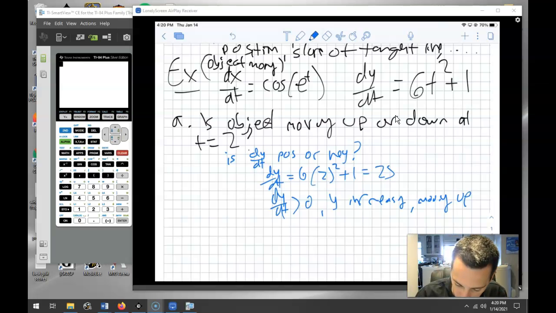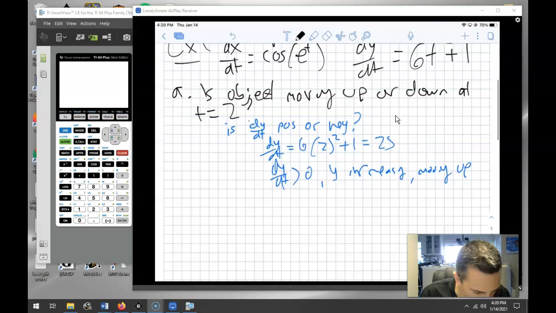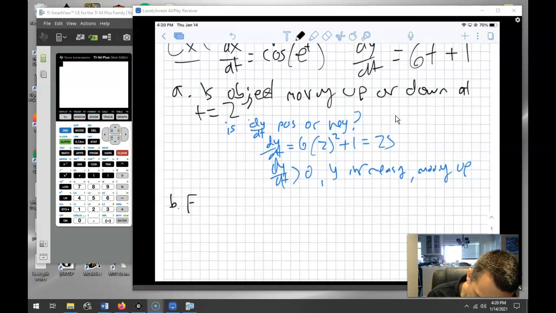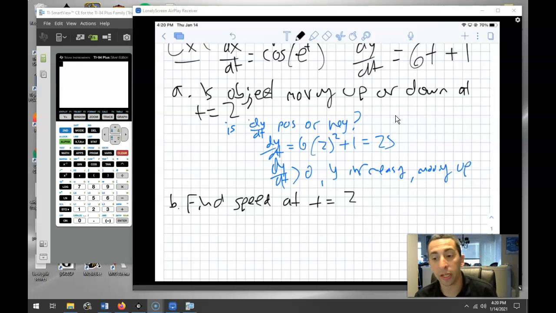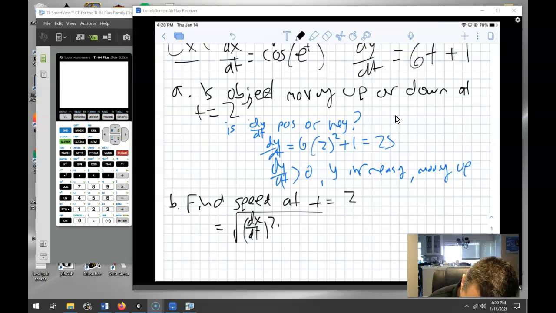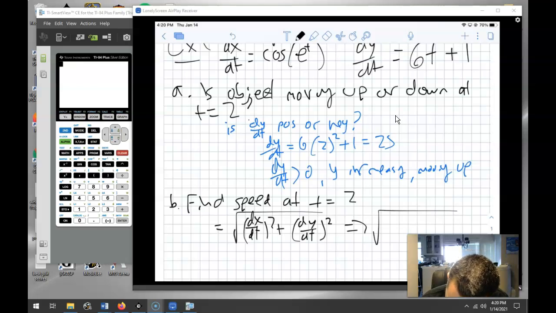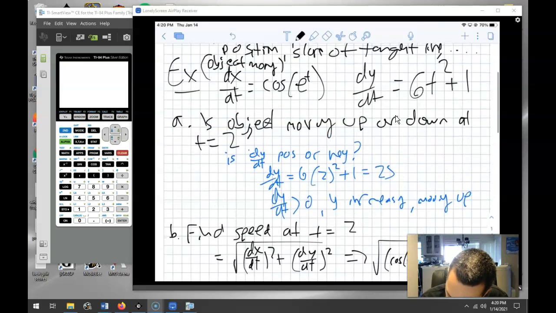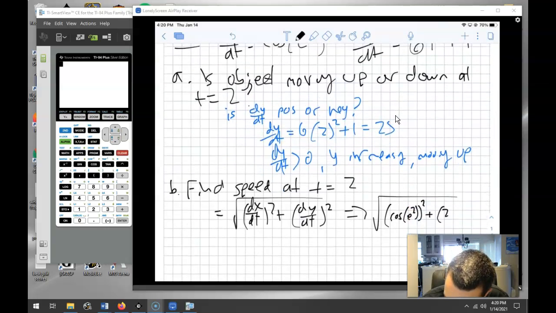Part B of this hypothetical problem here, and I think there will be like 5 or 6 parts here. Part B, I might say find the speed at t equals 2. Okay, we want to make sure we know the speed equation. That was inside the total distance traveled equation. So that was just the square root of dx/dt squared plus dy/dt squared. So when you plug in t equals 2, that is the square root of cosine of e squared, squared, plus dy/dt, that's just 6t squared plus 1, so we just found that, plus 25 squared. Okay, so that's how you'd find the speed.